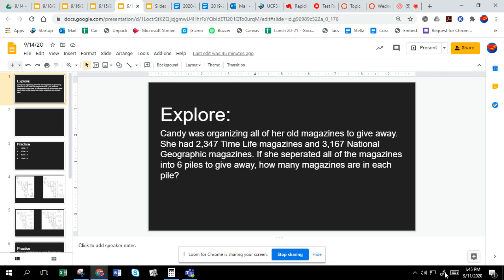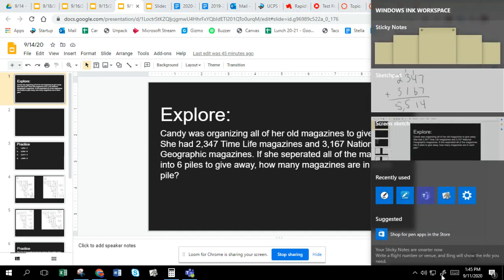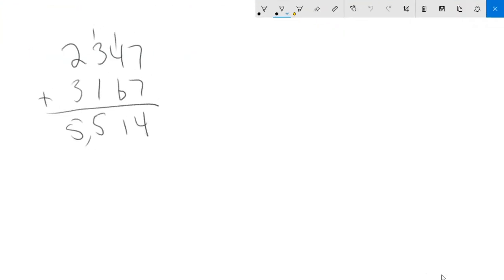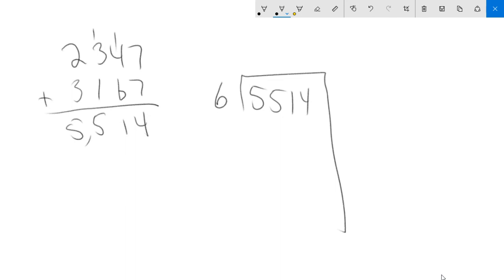Now, if we look back at the problem to see what the next part was, she separated all the magazines into 6 piles to give away. This is the total amount, and she's going to separate them into 6 equal piles. Separating something into equal size piles is going to be division, so I'm going to start dividing.